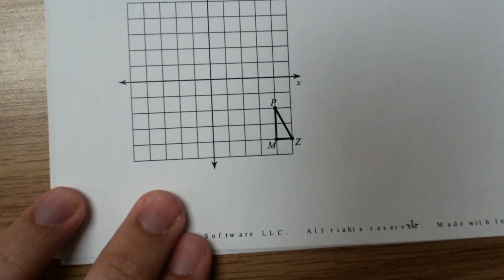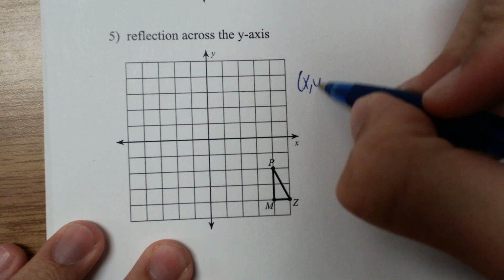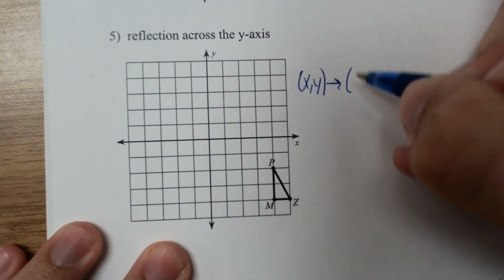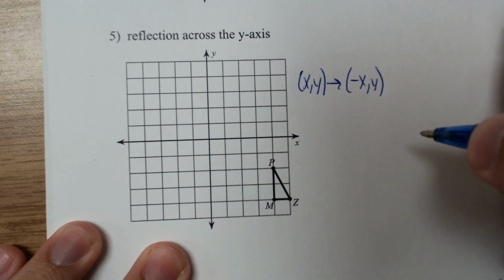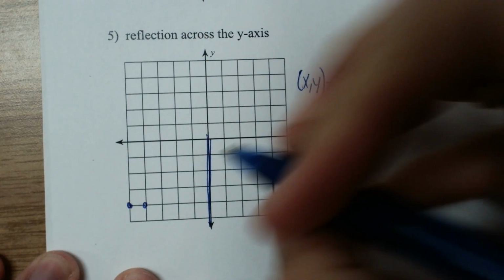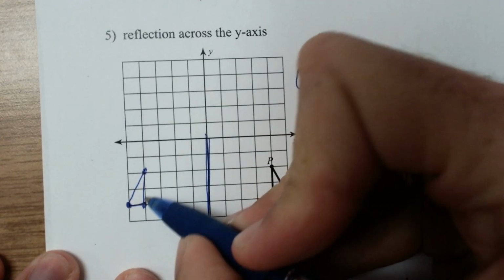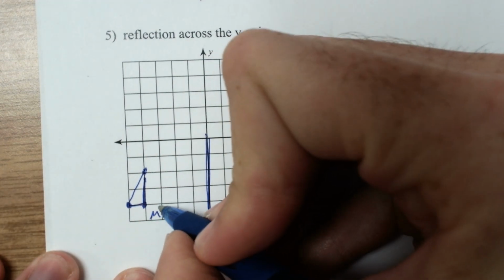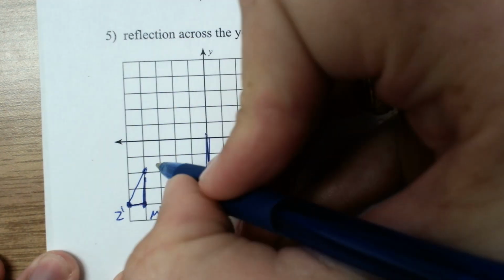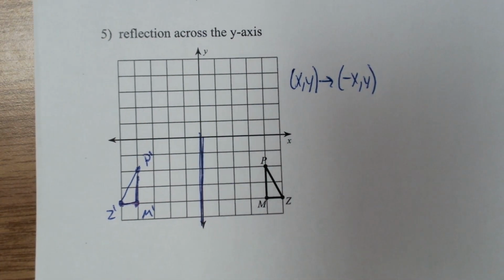Perfect. And the last example down here, reflection across the y-axis. x, y to -x, y. So a reflection across the y-axis would be boom, boom, and boom. So it will look just like that. And we're done. That is the last example.